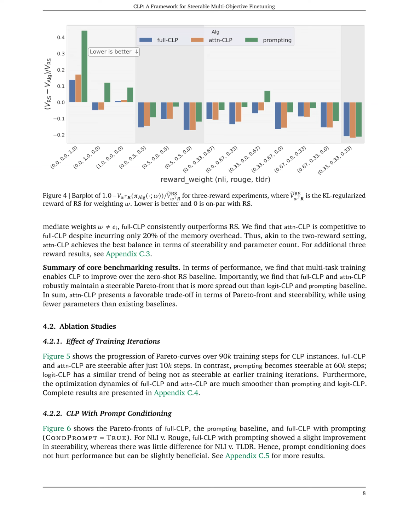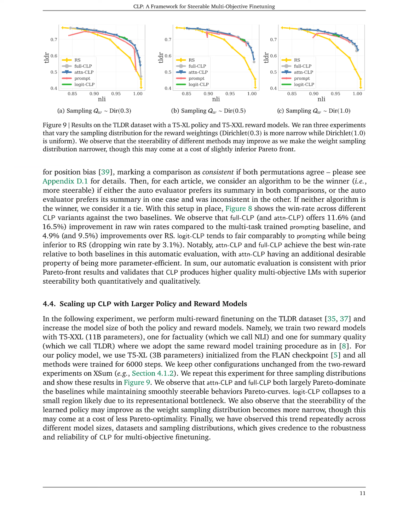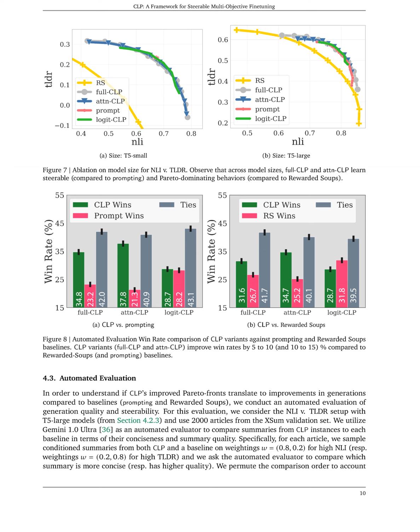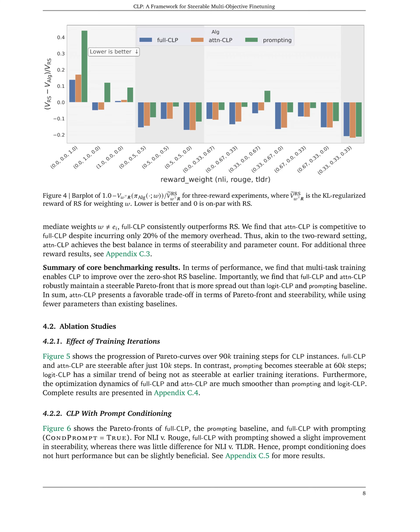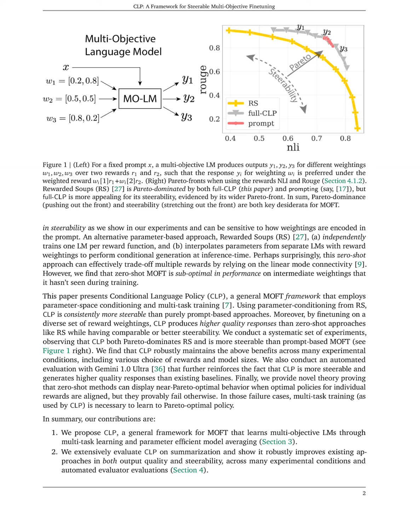Automated evaluations showed that full CLP achieved an 11.6% improvement in win rates compared to the multitask trained prompting baseline and a 4.9% improvement over RS, indicating superior generation quality and steerability. Additionally, ATTN CLP maintained a favorable trade-off between parameter efficiency and performance, achieving competitive results with only 20% of the memory overhead compared to full CLP. Overall, CLP's robust performance across various experimental conditions highlights its effectiveness in generating high-quality, steerable outputs compared to existing methods.